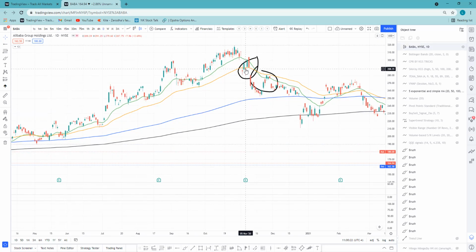Jigar bhai, when we say it's breached, does it mean the candle closed below? Candle closed below, right? Yeah. Whenever I say breach, that means candle closed below. Thank you. Okay, so that will be your rules.